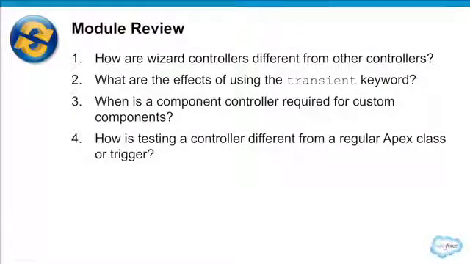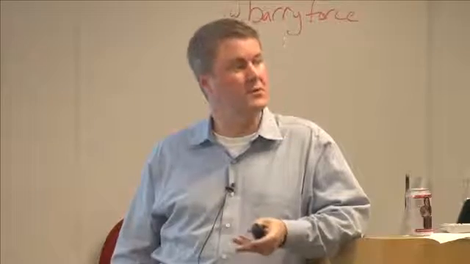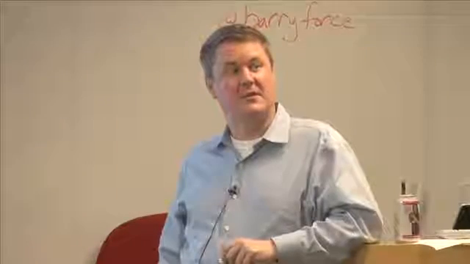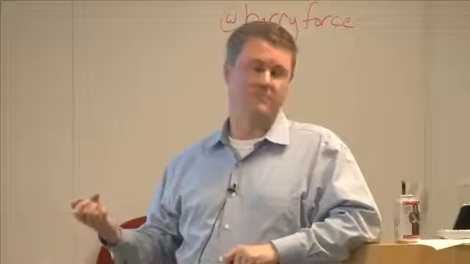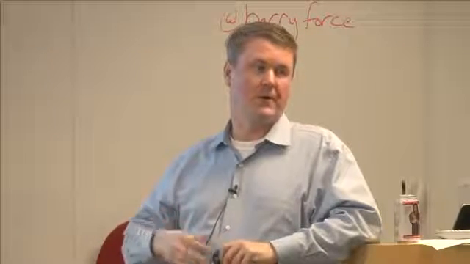So how are wizard controllers different from our other controllers? You have view state, yeah, exactly. So we're keeping track of state across multiple pages. What is the effect of the transient keyword? To keep that data out of the view state. Why would we use a custom controller on a custom component? What capability would we gain? So we could have custom getters. Our custom component might need custom getters to populate it with data, okay? Or for that matter, custom setters.